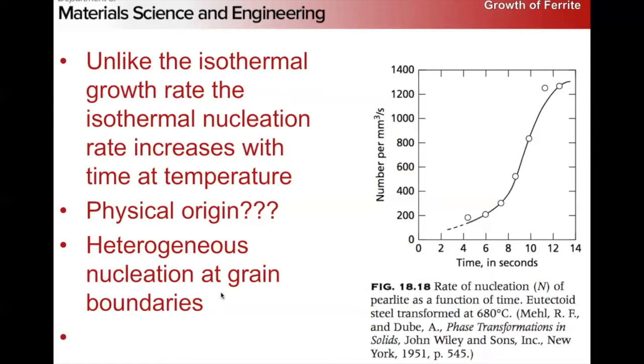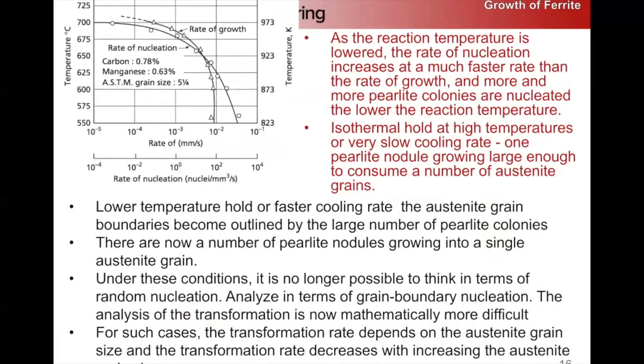And it has to do with heterogeneous nucleation at the grain boundaries, right? The pearlite colonies are always nucleated heterogeneously at the grain boundaries. So why would that give you a nucleation rate that changes with time, right, for a given constant temperature? Think about it for a little bit. We'll talk about it. Okay.